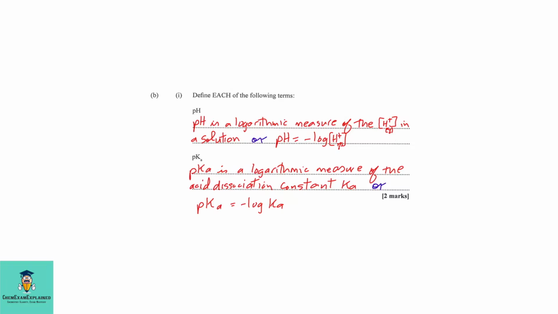2B Part 1. Define each of the following terms. pH. pH is a logarithmic measure of the H+ concentration in a solution, or pH is equal to minus log H+ ion concentration. pKa. pKa is a logarithmic measure of the acid dissociation constant Ka, or pKa is equal to minus log Ka.